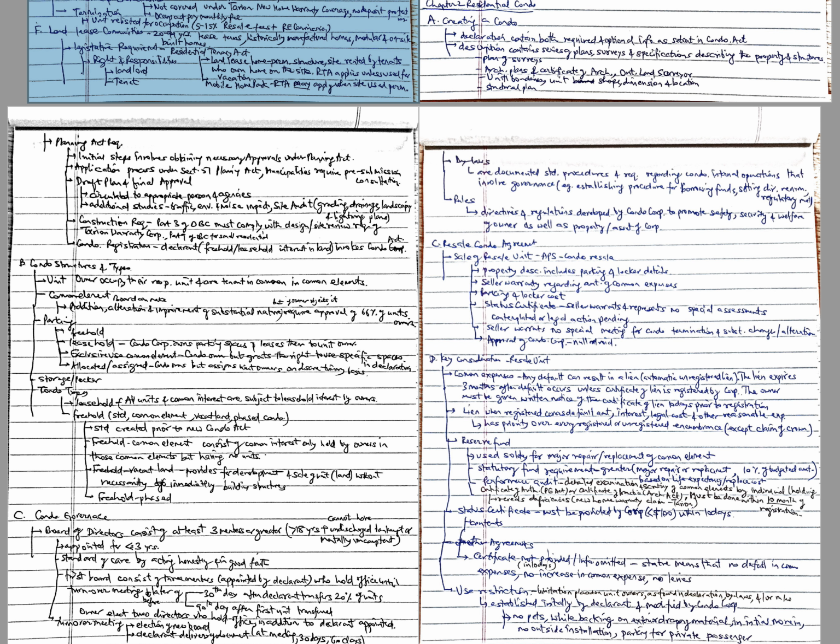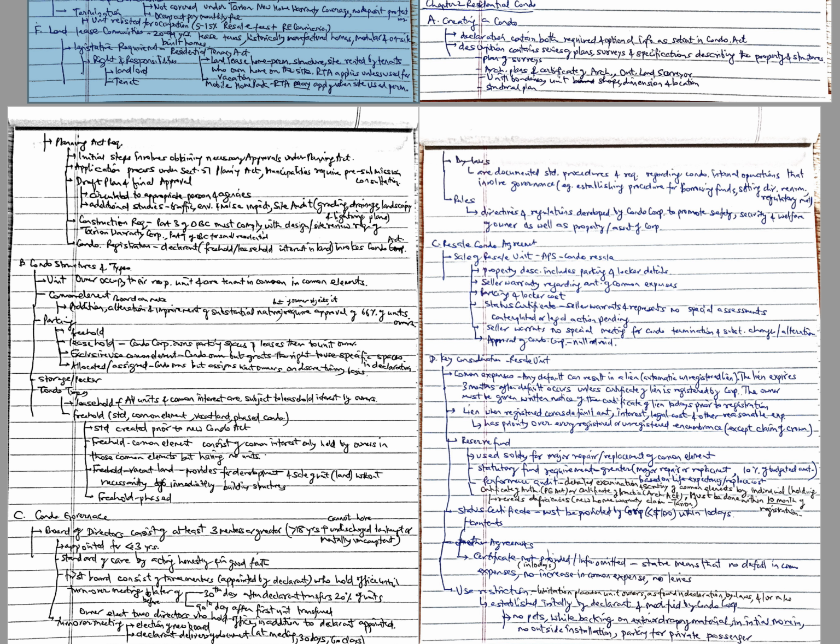Drafting an agreement. The agreement of purchase and sale for condominium resale differs in several aspects from the residential resale counterpart. The major differences are the property description, which includes detailed property particulars such as the parking and locker details. Clause 7, among the common expenses, is the seller warranty regarding the amount of common expenses payable. There's also mention of the parking and the locker costs.